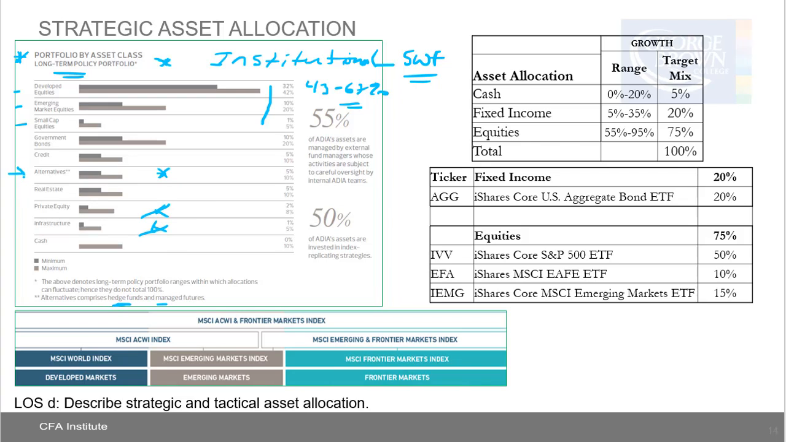Retail investors typically are not going to be involved in investing in alternatives, but high net worth and ultra high net worth investors might be included. But you can see here, government bonds and credit. These are government bonds. Credit is corporate bonds. They are also making up a minimum of 15% to a maximum of 30%.